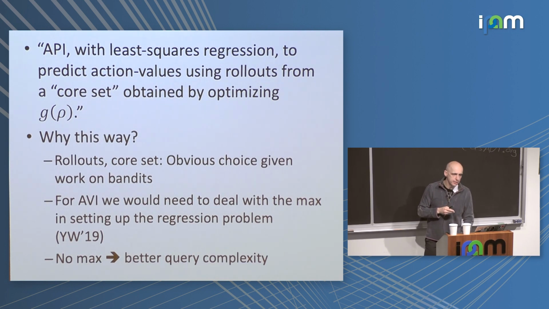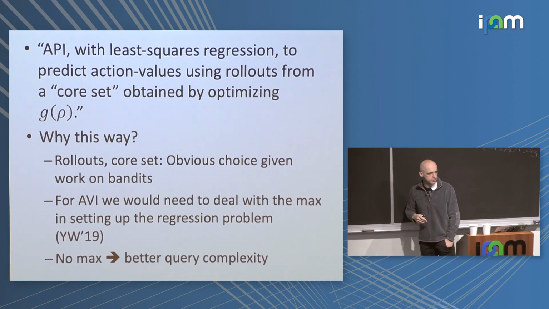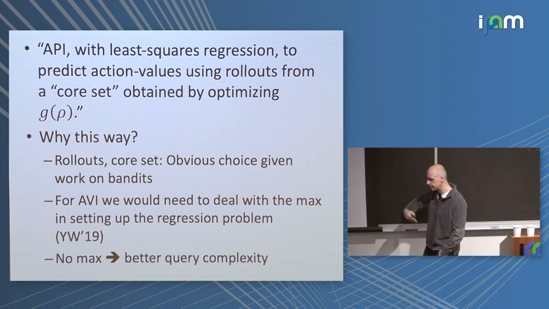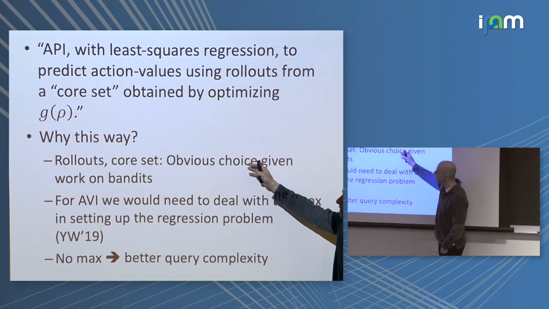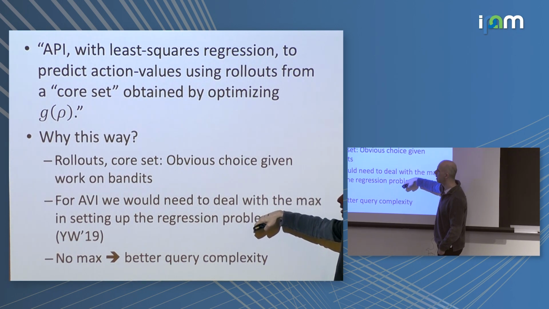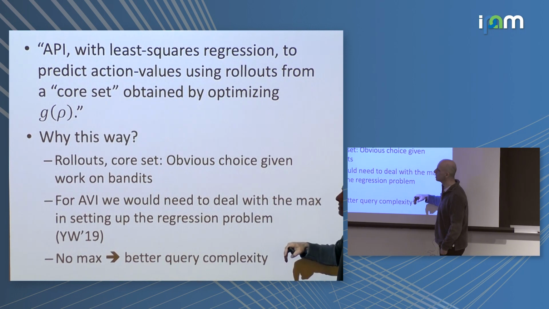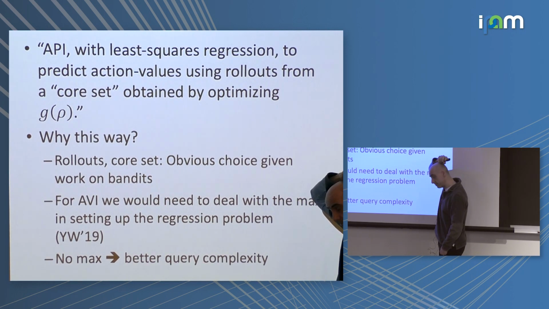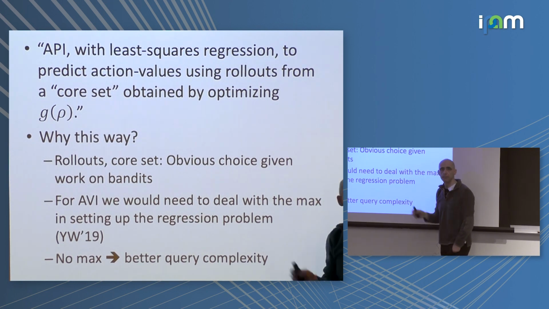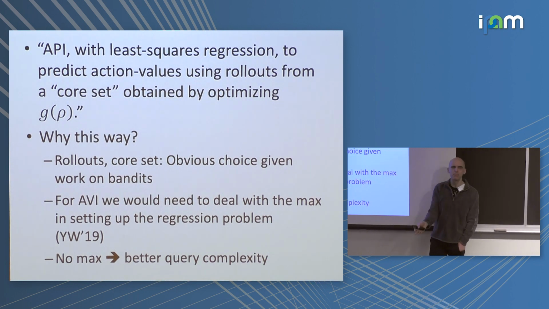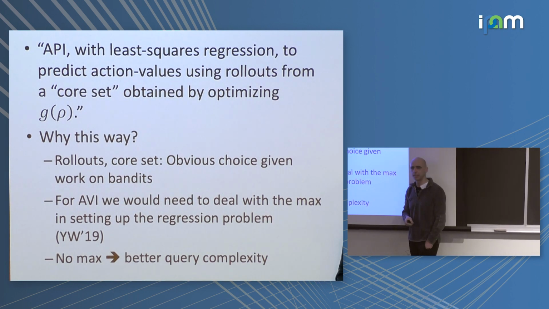So why this way? This was approximate policy iteration, and you need some core set that comes from the experimental design. And that's the obvious choice in this algorithm. But why not approximate value iteration? Well, approximate value iteration involves this max in every time step, and setting up regression problems for it makes everything a bit ugly. I've done it before. It's not that much fun. So let's do approximate policy iteration this time.